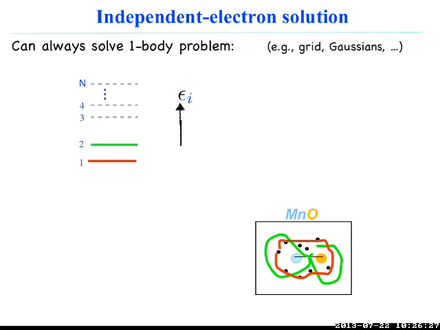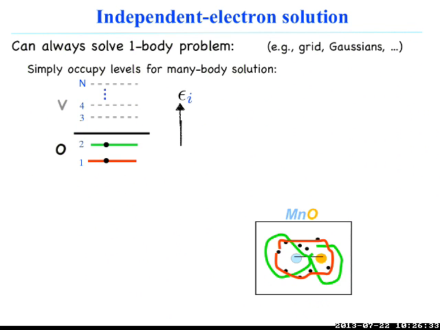This is the single particle state. Then if you have electrons, you just occupy them. So if you have two up-spin electrons, you just occupy them. This is the ground state picture. And then if you have two down electrons, you occupy them, and that's the Fermi level.